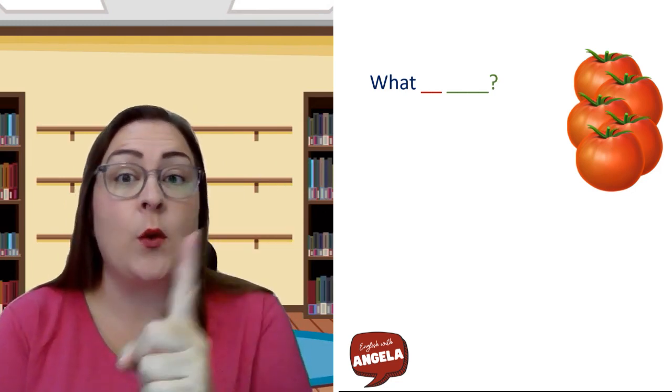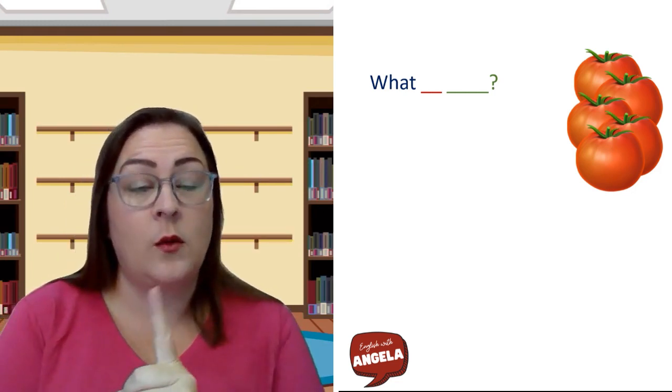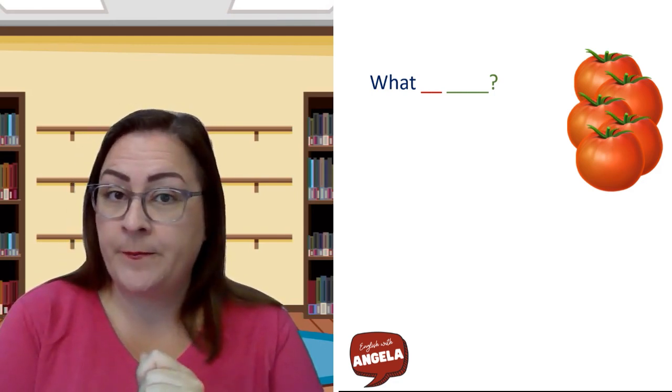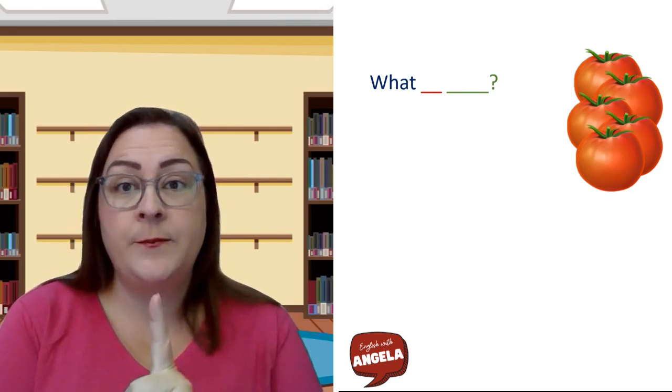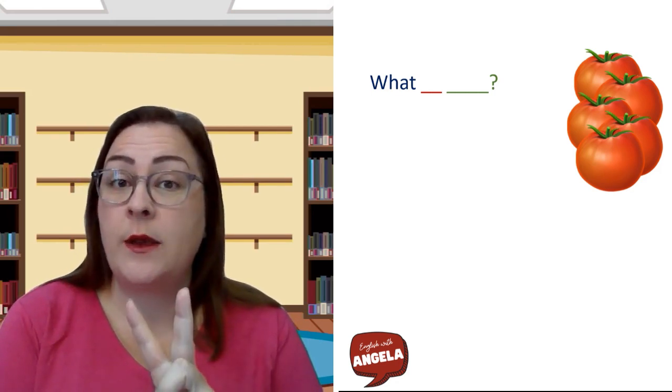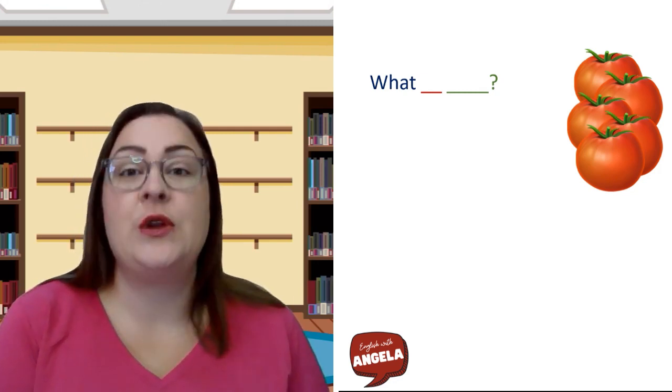Now, do you remember our question? Remember, is it one tomato or is it tomatoes? That's going to change our verb. What's our verb for one? Was. What's our verb for more than one? Were. So in this case, we're going to use were.